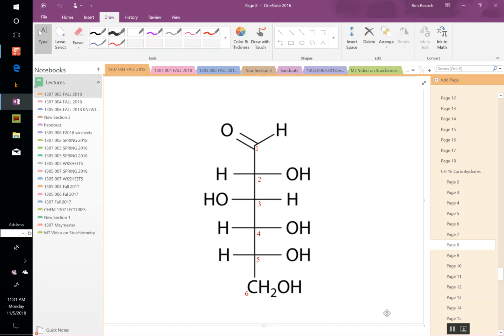Follow me? Got it. Okay, I could draw this. It doesn't matter how I draw that, because there's free rotation around here. That doesn't make it a different isomer. So I could draw it like this. Draw it upside down. You know, I could draw them like that. It doesn't matter. This thing can rotate around. That's not changing the molecule.